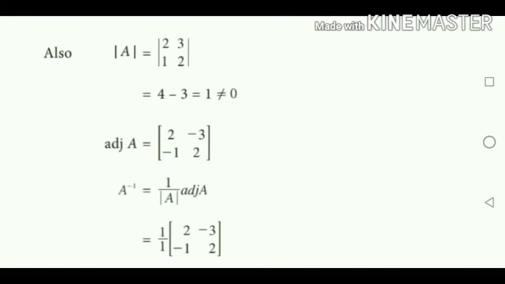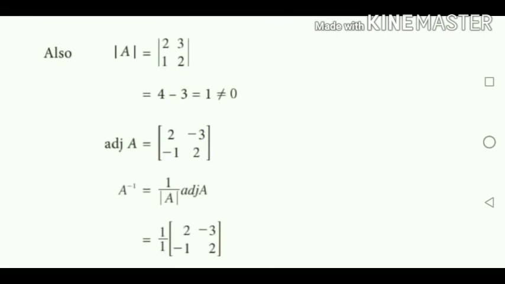Then apply the formula A inverse equal to 1 by |A| into adjoint of A. Here A equal to [2, 3; 1, 2]. So I am cross multiplying it. The determinant of A equal to 2 twos are 4 minus 1 threes is 3, equal to 1.